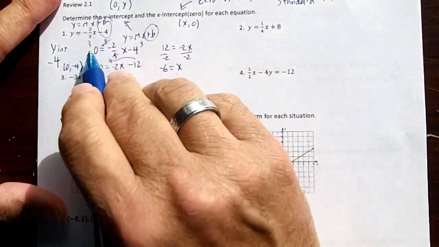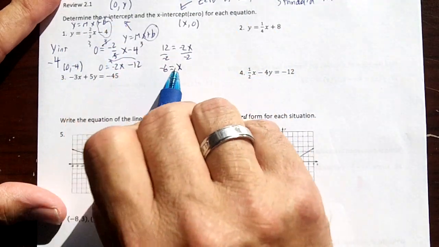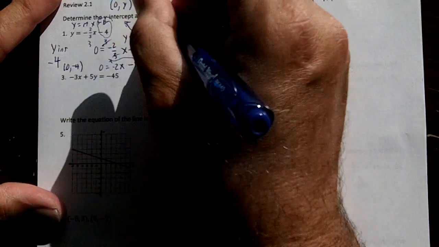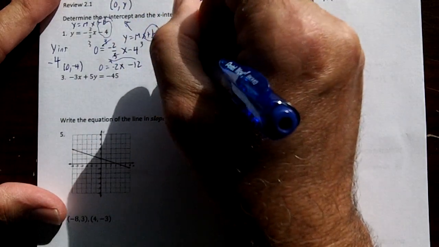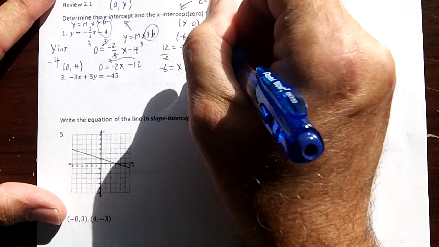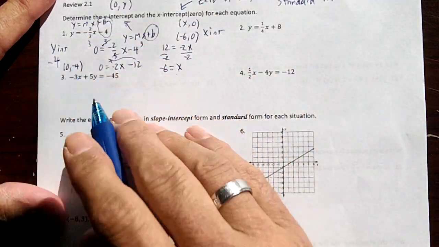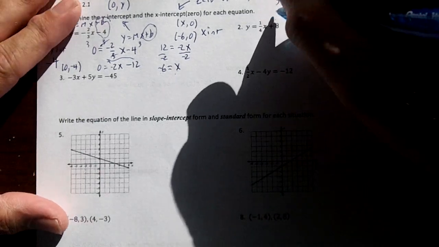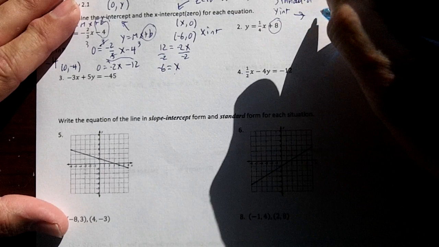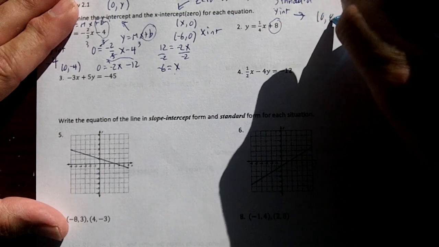So this ordered pair would be, if negative 6 were x, y would be 0. So the ordered pair would be negative 6, 0. So this is my x-intercept, and this is my y-intercept. Right here, this would be my y-intercept, wouldn't it? So the y-intercept would be written as 0, 8.